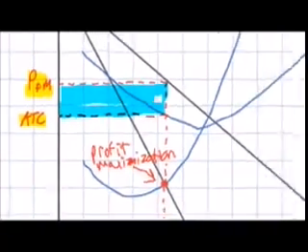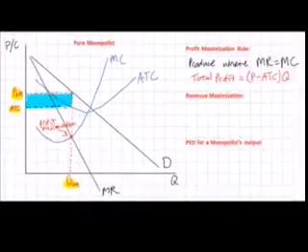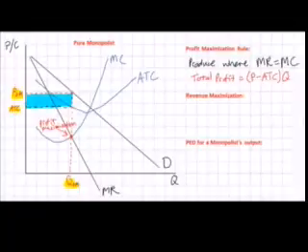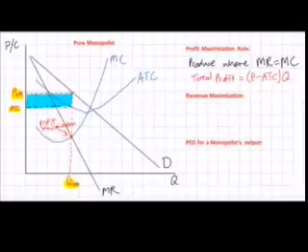The blue rectangle on our graph represents the maximum level of economic profits that this monopolist can hope to achieve given the level of demand that it faces and given its costs of production. Any level of output greater or less than QPM will result in a reduction in the size of its profit rectangle. Therefore, by producing at QPM, the firm maximizes its total profits.